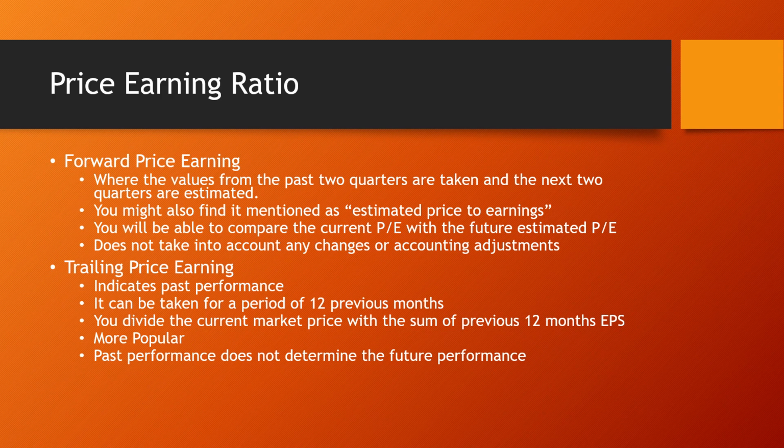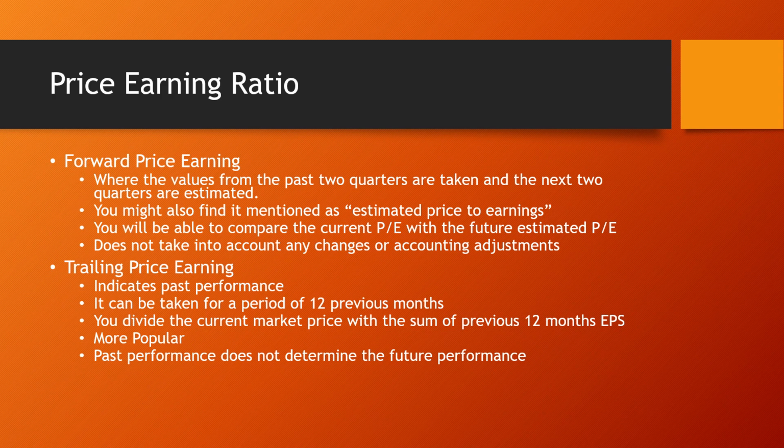Apart from this, there is also something called forward price earning and trailing price earning. So investors might calculate the forward price earning or might calculate the trailing price earning. Now, forward price earning, they are values taken for the past 2 quarters, and the next 2 quarters values are estimated. So these are also called estimated price earnings. And basically you can compare the current price earning with the estimated price earning to understand the future movement of the price earning.